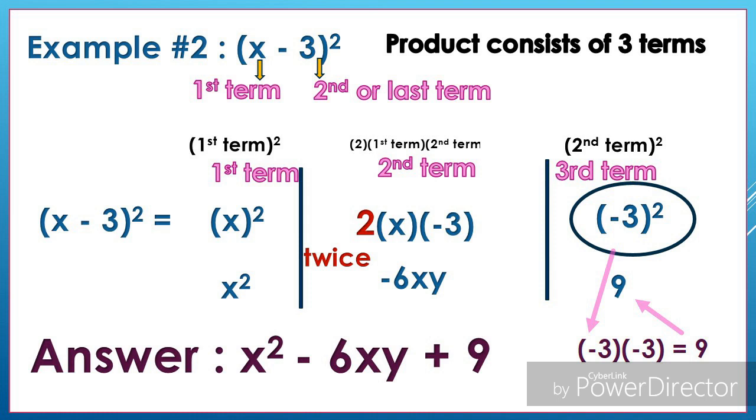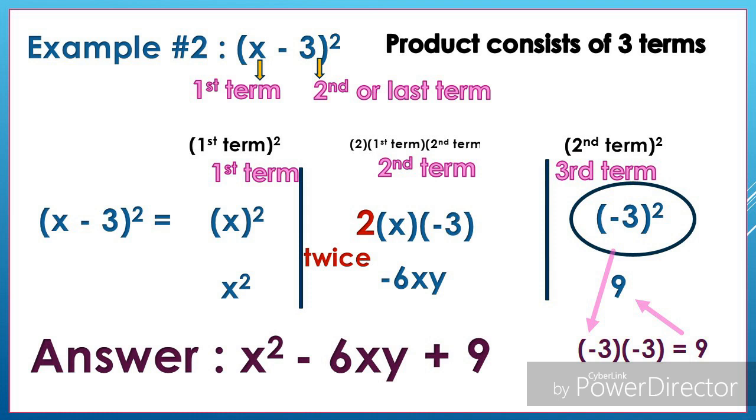Okay, in this example, we have again the quantity of x minus 3 square. Our first term is x, so that's why we have x square. And then, to find the second term, twice, which is 2, 2 times the first term x and the second term negative 3. Therefore, we have negative 6xy. Para makuha yung third term, square lang natin yung second term which is negative 3. So, negative 3 square is equal to 9.